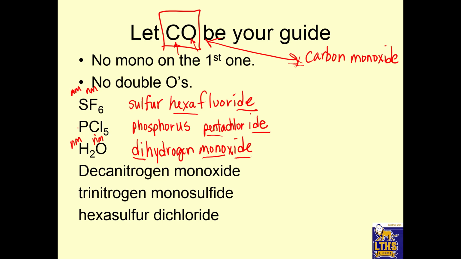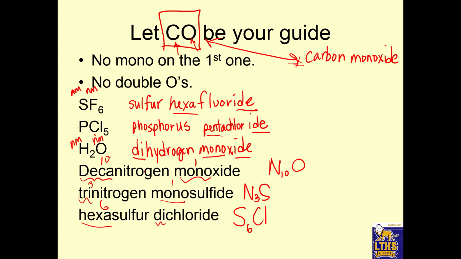Hey, this molecule says decanitrogen monoxide. Deca means 10. Mono means 1. So I have 10 nitrogen, N10. N10, that sounds fun. Oxide comes from oxygen. And how many? Just 1. It's N10O. Alright. Trinitrogen, 3 nitrogen. Mono, 1 sulfide. Boom. Hexa, 6 sulfur. Di for 2. Chloride comes from chlorine. Okay?